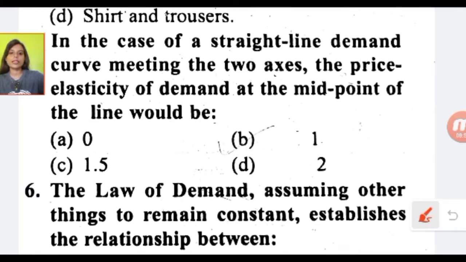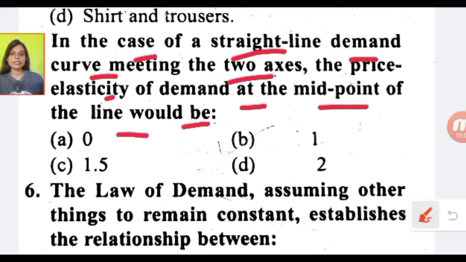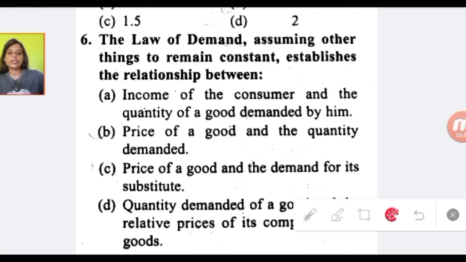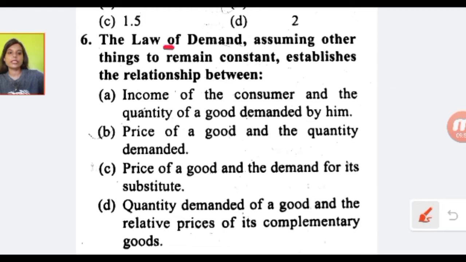The next question says, in case of a straight line demand curve meeting the two axes, the price elasticity of demand at the midpoint of the line would be, you have to choose the answer. Now your answer would be number B, that is 1. Why? Because under the point method, that is LS by US, at the midpoint of the line on a demand curve, elasticity will be equal to 1.